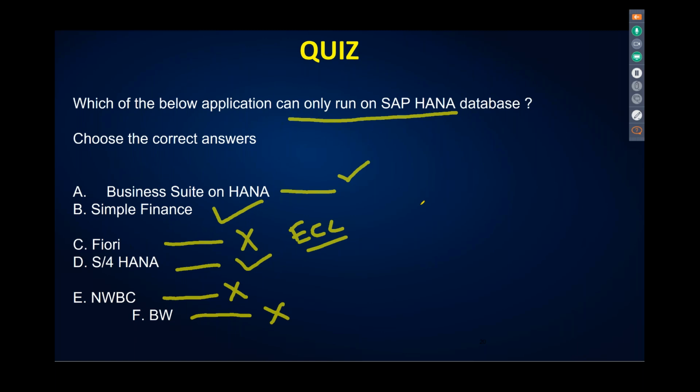So our correct options here are A, B, and D. These are our correct options for this question. Yes, A, B, and D are correct options. Let's go to the next question.